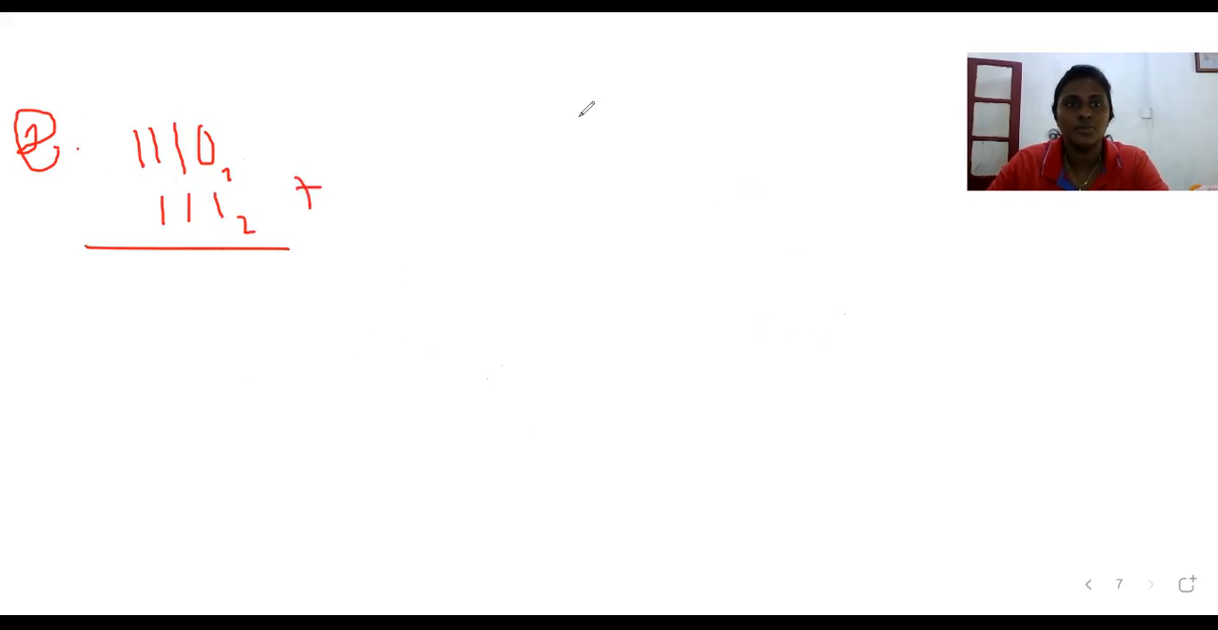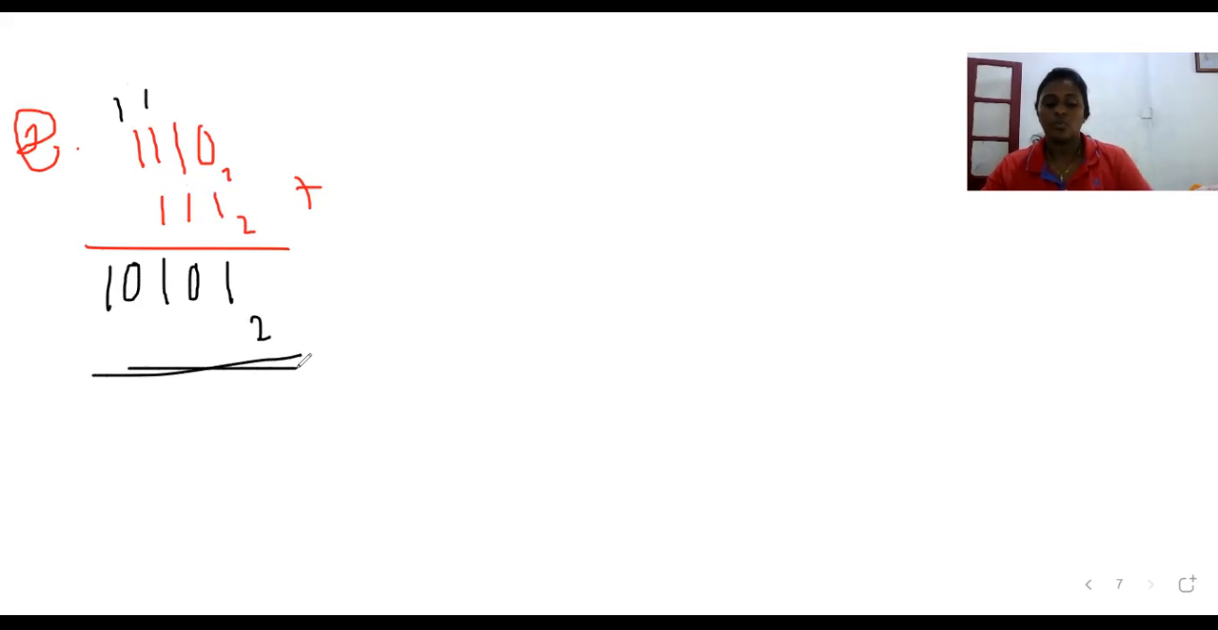Now let's see how to do this. 0 plus 1, 1. 1 plus 1, 2 means 1 0. Put 0, remain 1. Then 1 plus 1, 2, remain 1, 3. 3 means 1 1. Put 1, again 1 is remain. Then that 1 and this 1, 2. 2 means 1 0. So the answer is 1 0 1 0 1. Hope you are very clear about these examples. All of you should take these examples to your writing book.